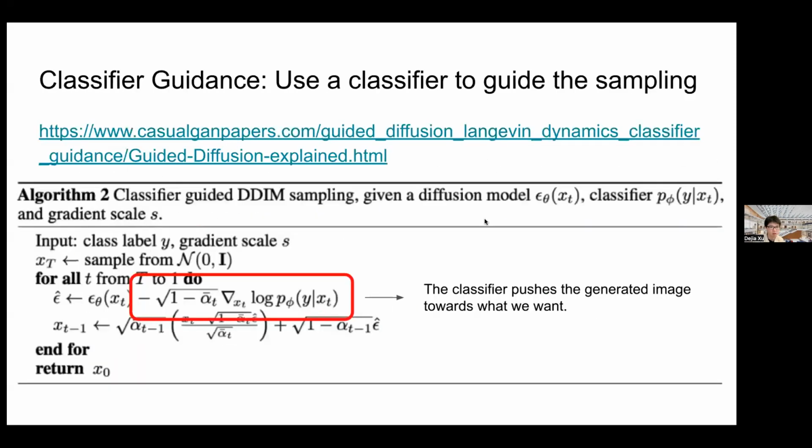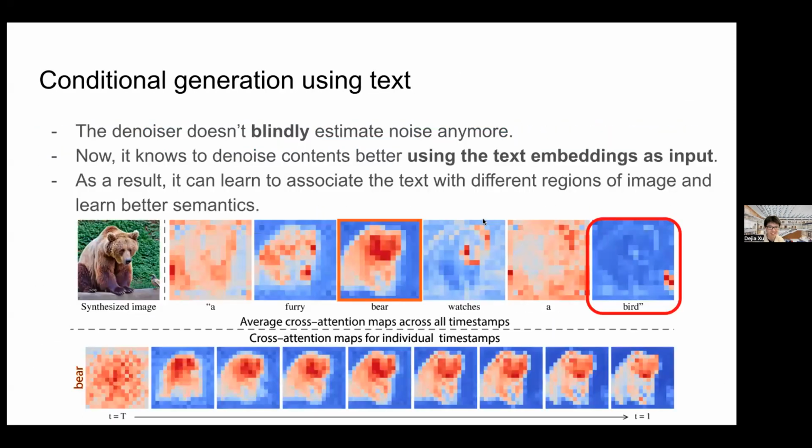So next, let's see how this conditional generation works. Given these text embeddings, the denoiser doesn't blindly estimate noise anymore. Instead, it now knows which region contains more noise or less noise, because it knows to denoise the contents better, because they have the text embedding as an input.